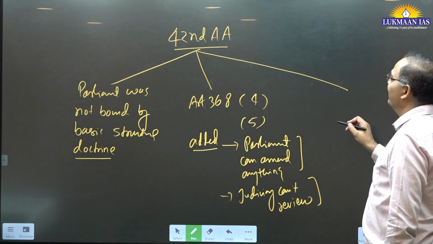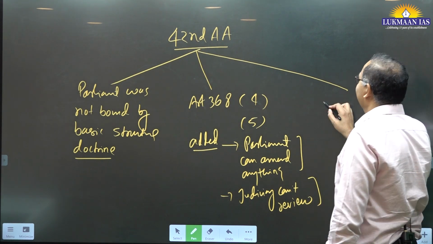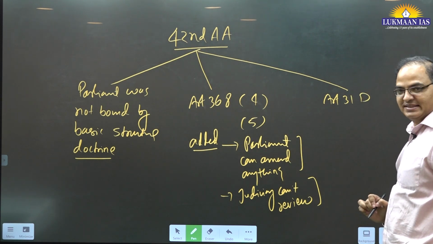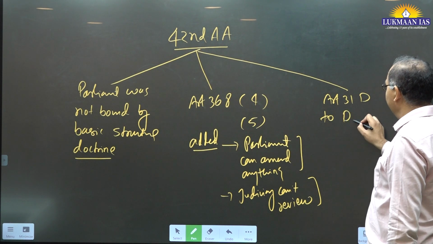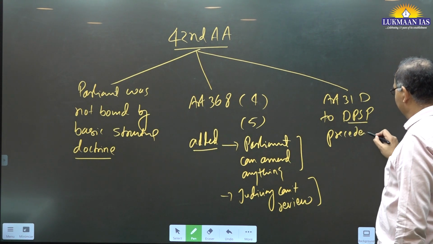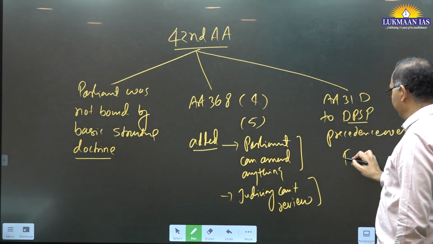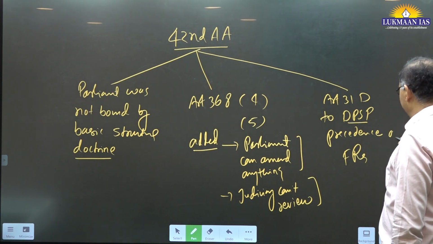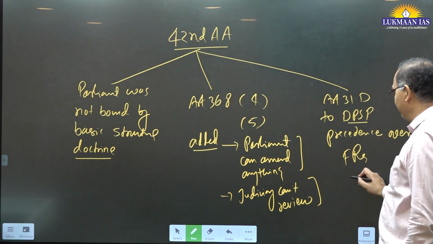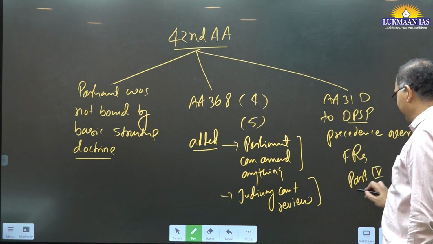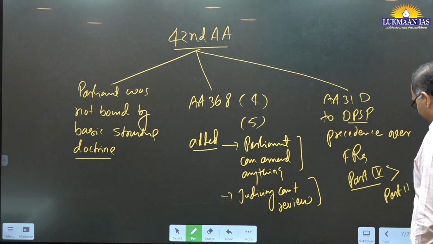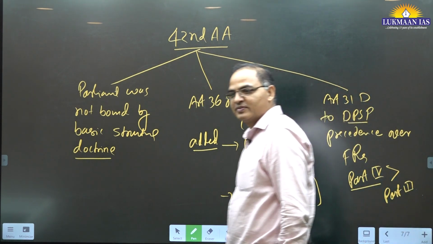They added 31D to give DPSP precedence over fundamental rights. The entire DPSP, that is Part 4, was given preference over Part 3.